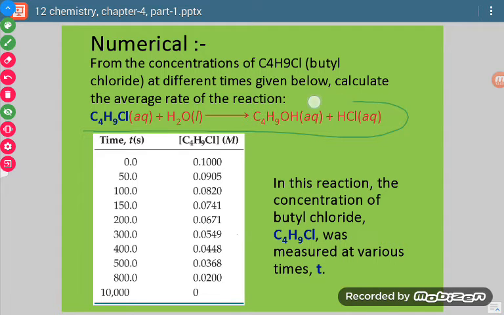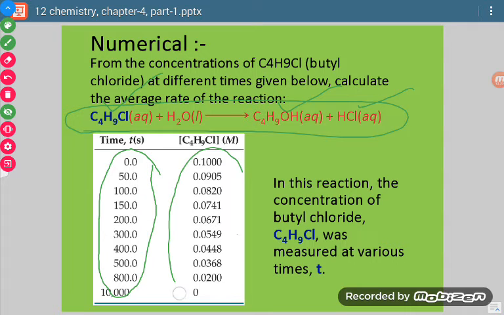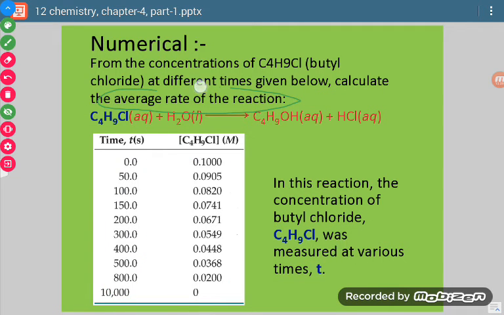One reaction is given. This reaction is the reaction of butyl chloride with water to form butanol and HCl. Now for this particular reaction, at different times, concentration values are measured. The concentration of butyl chloride was measured at different times t. This is the data given to us, and what is asked? We are asked to calculate the average rate of reaction.